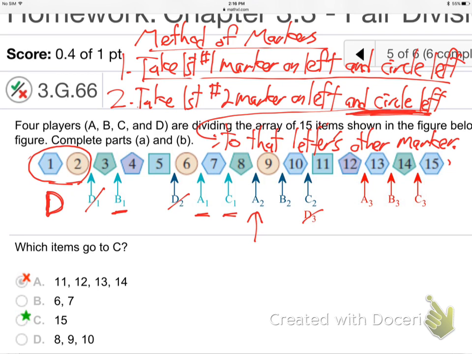Okay. And where do you circle? You go left. Well, how far left? The mistake people make is they go all the way. No. That's the crucial mistake. Well, where do you stop? To that letter's other marker. What letter? Who am I doing right now? A, right? I'm doing A. So only go to A's other marker, which is right here. There's A's other marker. That's it. What about all those candies, 3, 4, 5, 6? They're going to be leftovers, extras.